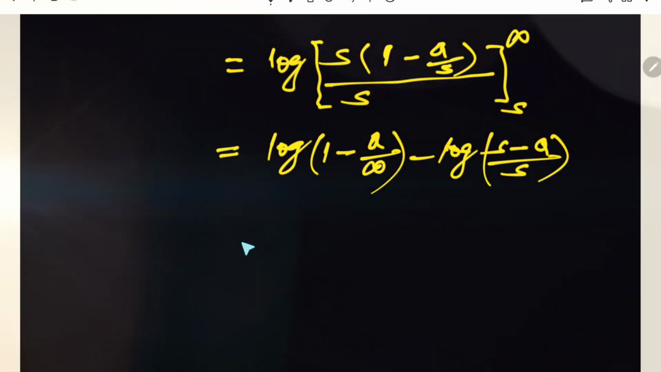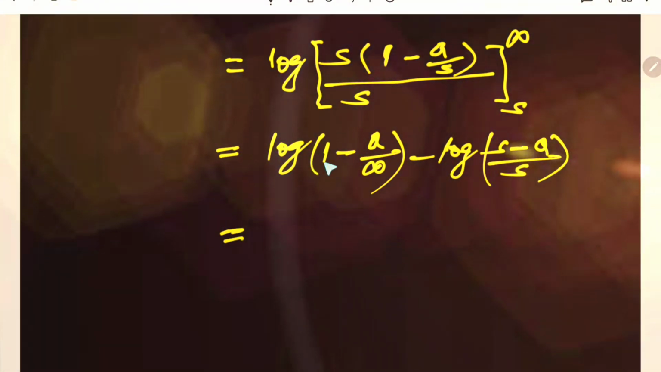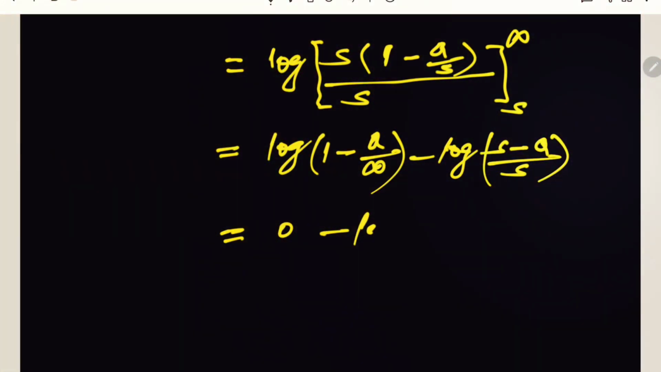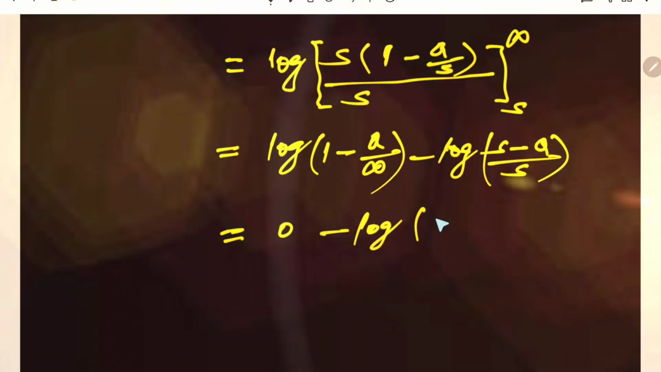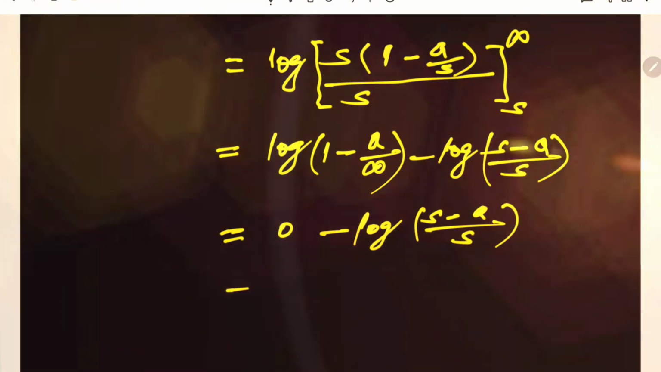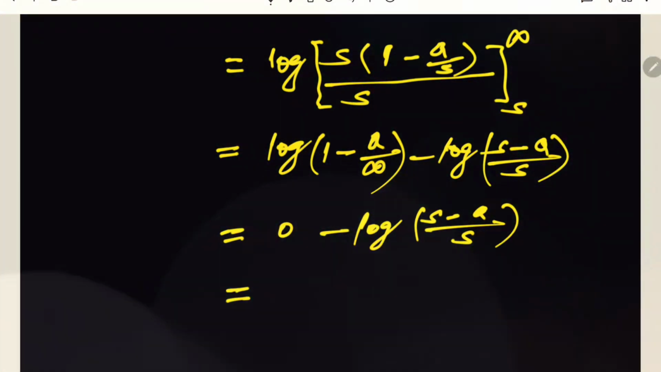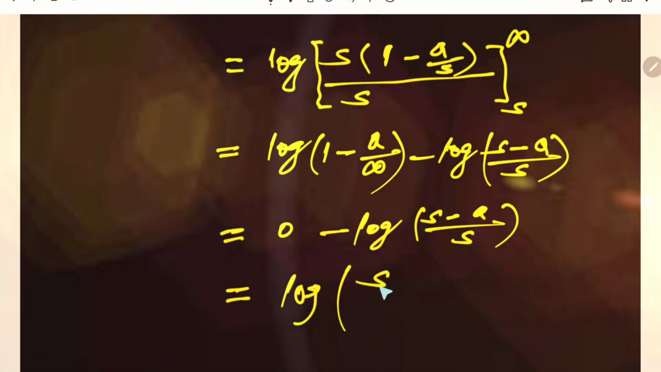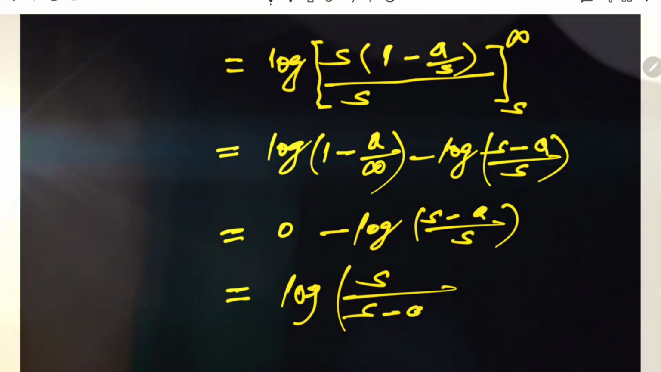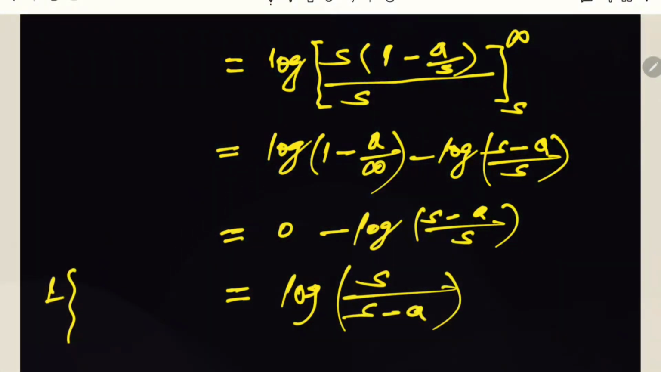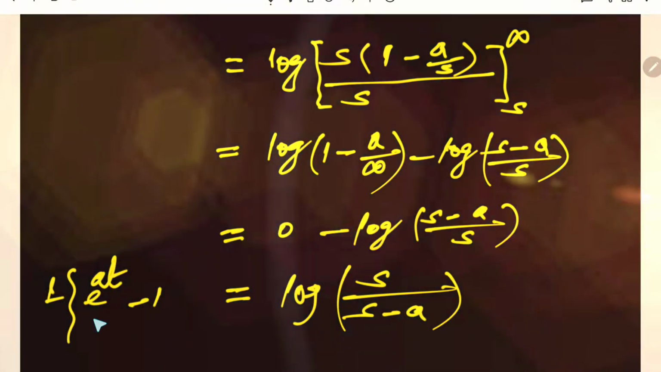The standard result: the value of log 1 is 0, therefore it is 0 minus log of s minus a upon s. Then multiplying by the minus sign, we get the value log s upon s minus a. The terms are interchanged: the numerator term goes to the denominator and the denominator to the numerator. Therefore, this is the Laplace of the first example, e raised to at minus 1 upon t.